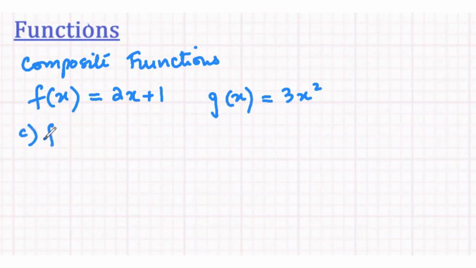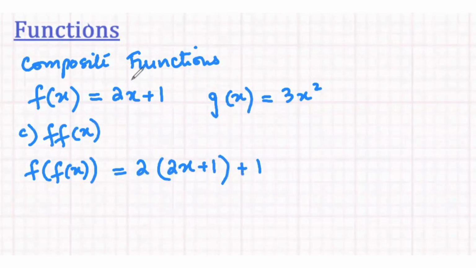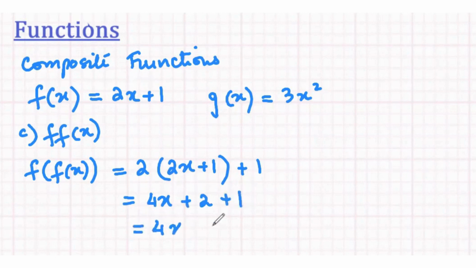We're asked to find f of f of x. So in this case, what's happening now is you're replacing the x of f of x with f of x. So that becomes 2 times (2x plus 1) plus 1. Your x for the function f is getting replaced by the function itself. So that becomes 4x plus 2 because you expand the brackets, and that's 4x plus 3.